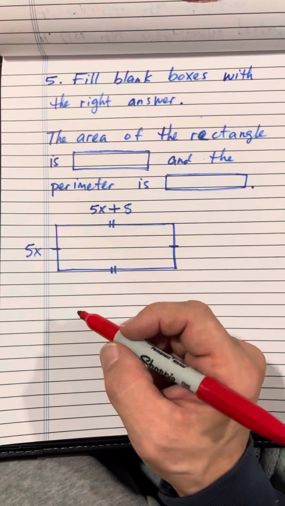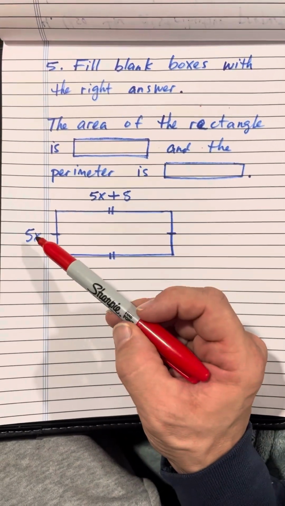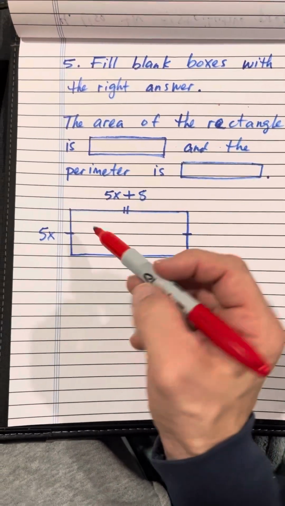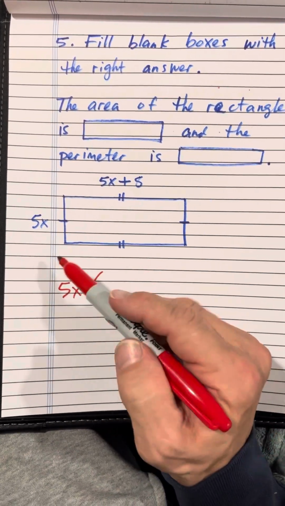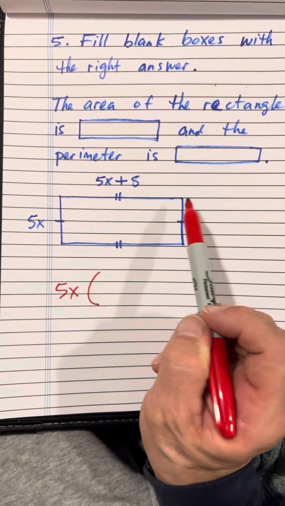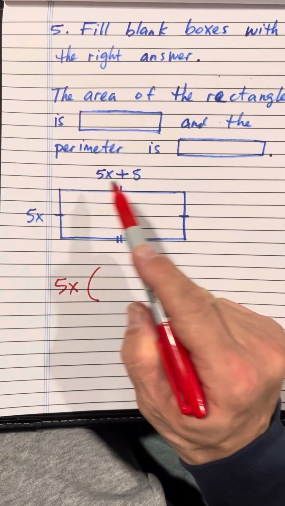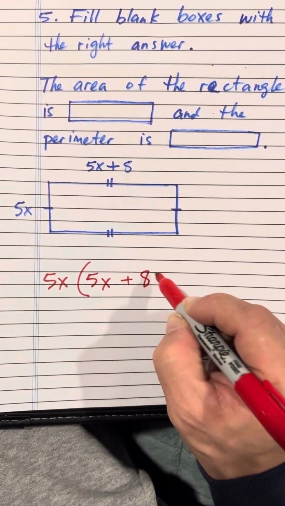In other words, we can just switch the factors around, and the product's still going to be the same. Okay, so hopefully you see that we can actually use the distributive property. We can distribute 5x to the 5x here and to the positive 8. We're taking the width times the length to give us the area. So the width is 5x, and the length is represented as 5x plus 8.